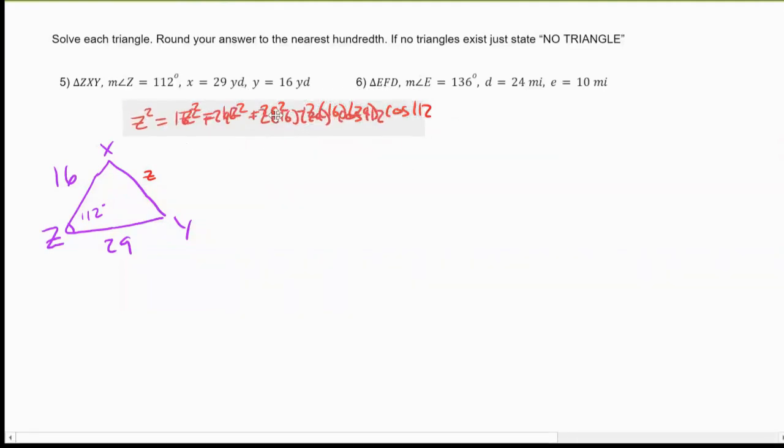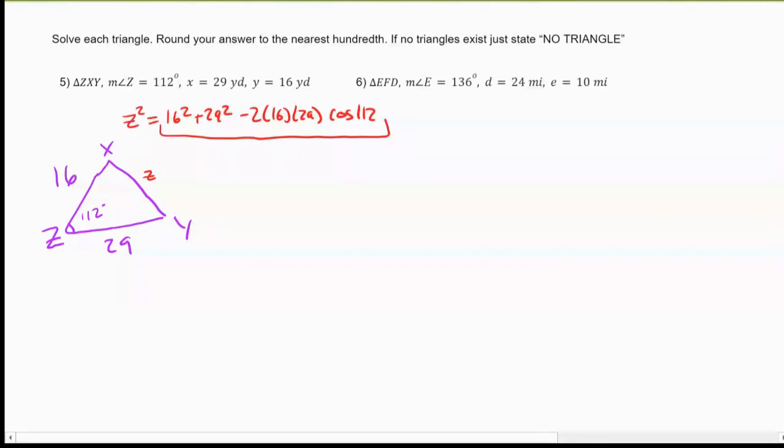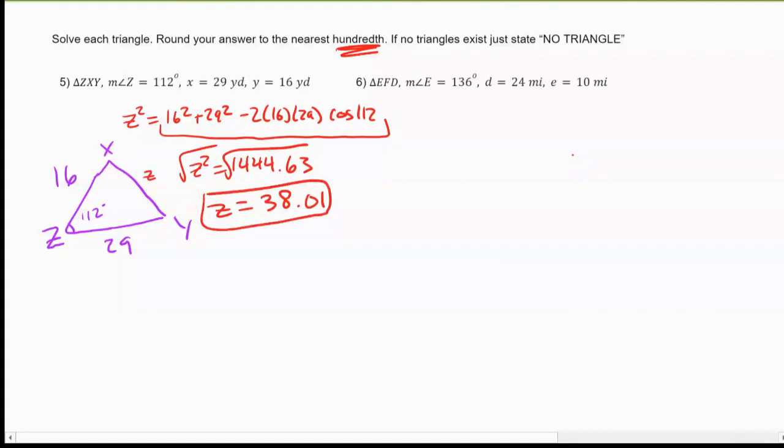So from here, I'm just going to go ahead and plug all of this into my calculator. If you need calculator work, I'm not going to go through it here, but I'm going to take a second and then we'll come back to it. So I end up getting z squared equals... I'm rounding this number, but I'm going to use the exact number in my calculator to find z because I need to square root both sides. And I get about 38.01 if I'm rounding to the nearest hundredth. So there's my first side.